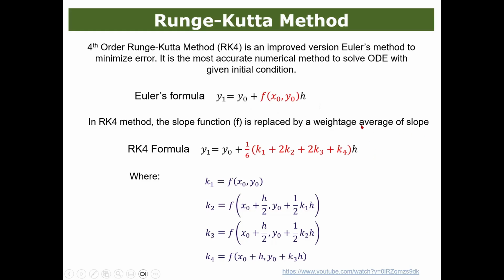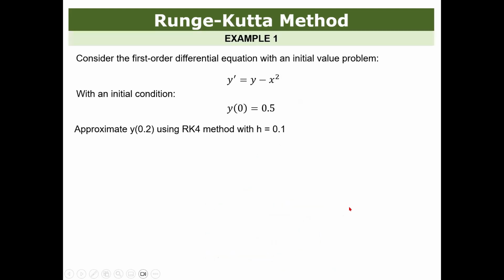If you want to learn how to derive this formula, you can go to the link here. But I'm going to be very straightforward here. This is the formula, and each k represents its own value, and it is actually a function value at modified values of x and y. So let's learn how to use the formula using the same question as the previous example for Euler's method, which is y prime equal to y minus x squared.